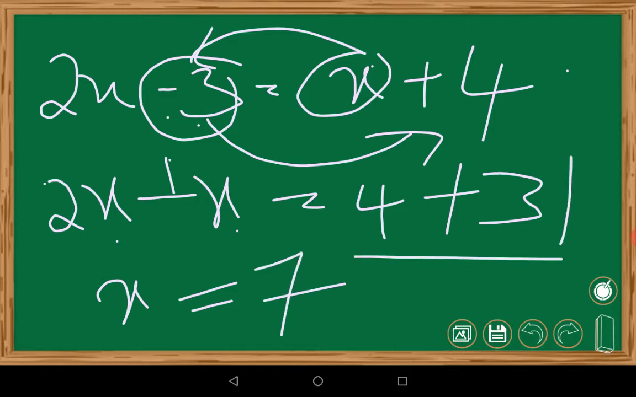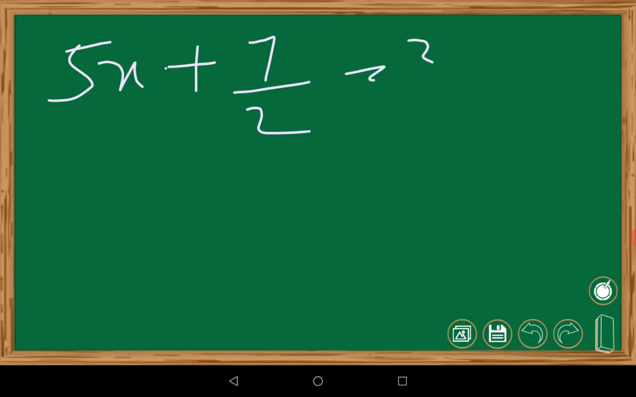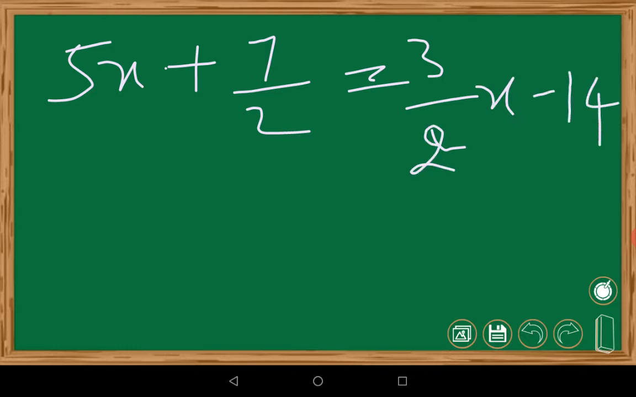So there are some tough, tricky questions also, so we need to be careful. Clear? Now if I have a very tough question like this, 5x plus 7 by 2 is equal to 3 by 2 x minus 14. It's not tough, don't think it is tough. It is easy only. I'll explain this problem also for you.